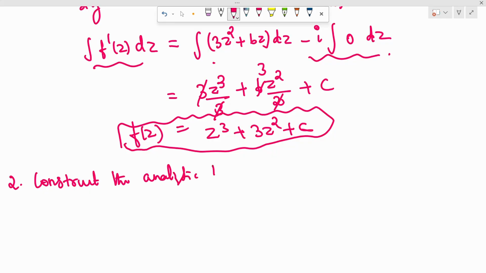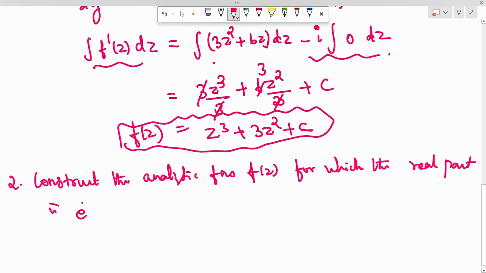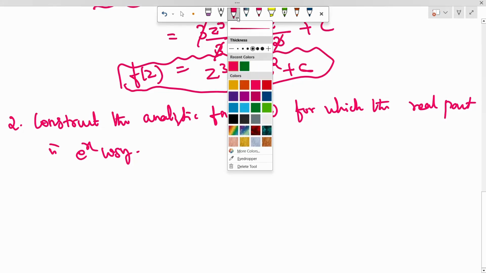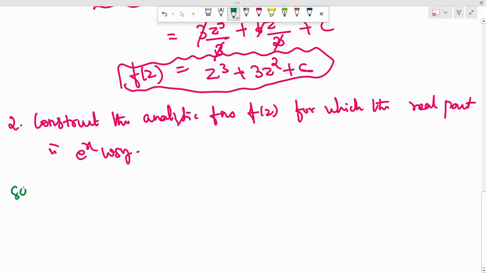Construct the analytic function f of z for which the real part is e power x into cos y. Okay. Real part is given, which means u is given. We have to take u equal to e power x into cos y.